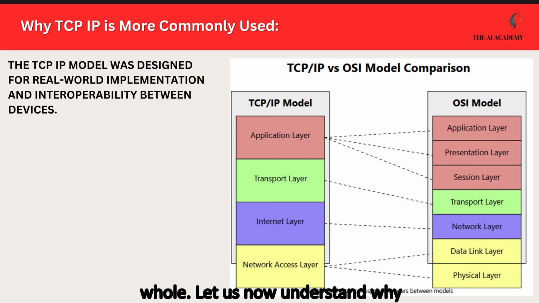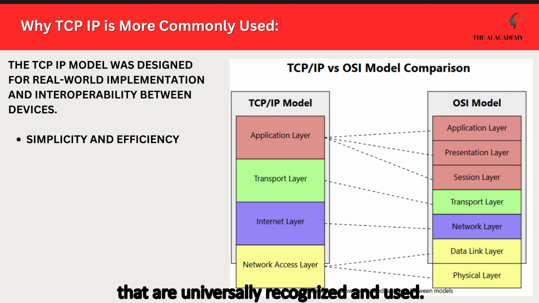Let us now understand why TCP/IP is more commonly used. The first and foremost reason is the practical design. The TCP/IP model was designed for real-world implementation and interoperability between devices. It is not just a theoretical framework, it's the foundation of the Internet. For example, TCP/IP incorporates specific protocols like IP and TCP that are universally recognized and used.